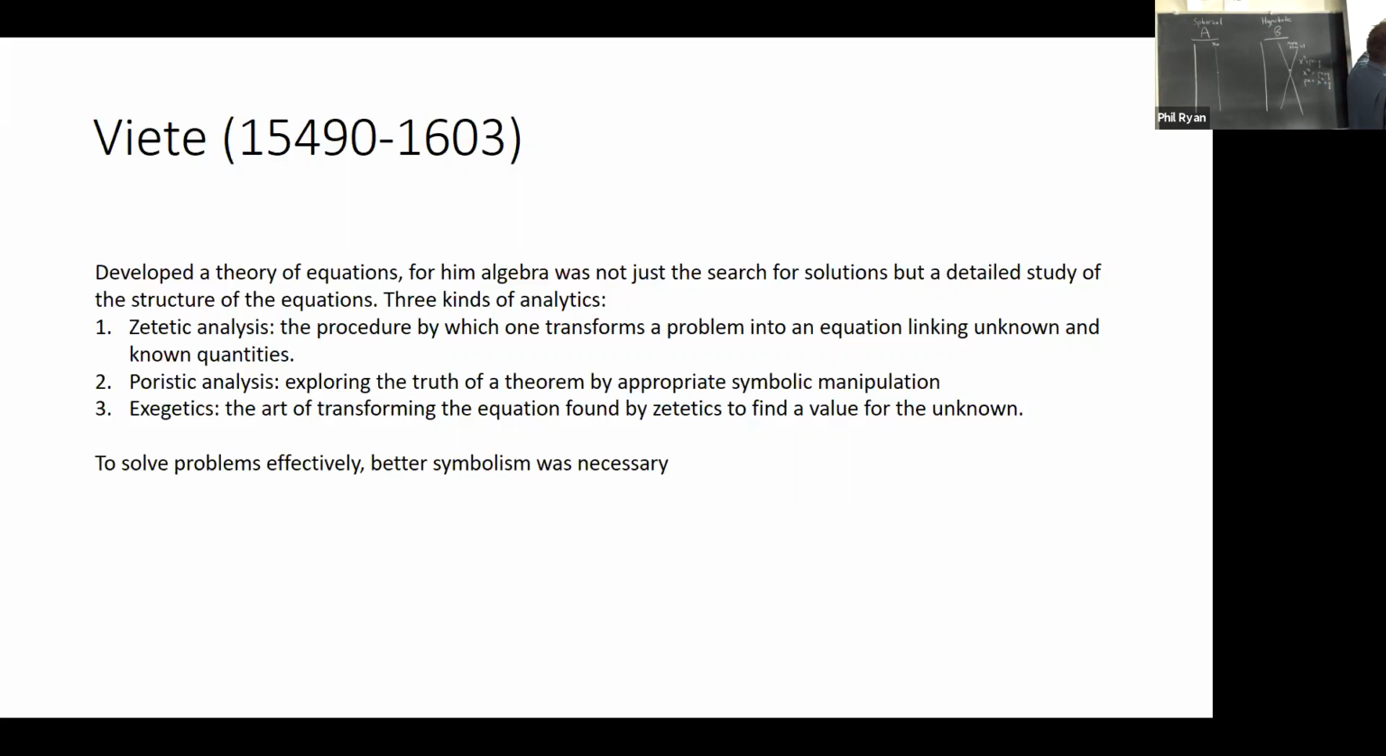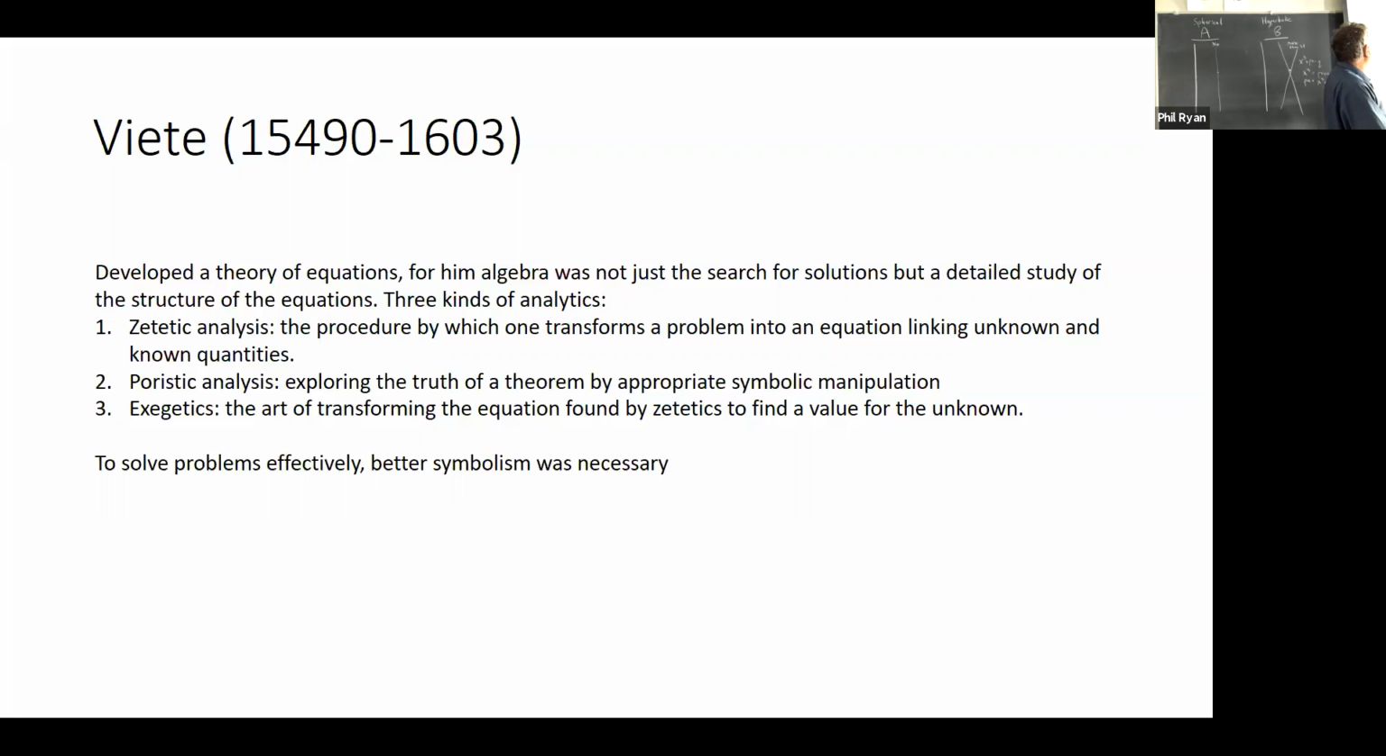I don't know how to pronounce zetetic analysis, by which you have a problem, a word problem, and you turn it into an equation. You have an equation with unknowns and knowns. Heuristic analysis is where you prove a theorem by doing some kind of symbolic manipulation. And exegetics is where you take your equation that you've found and you come up with a value for the unknown. If you look at it, this is basically how we use algebra now.